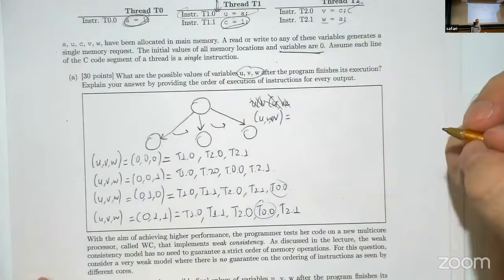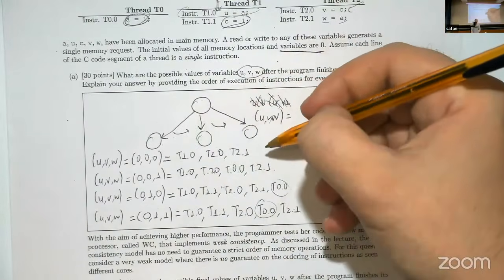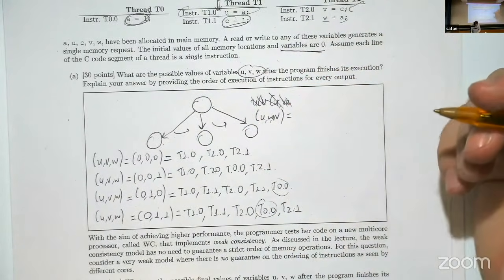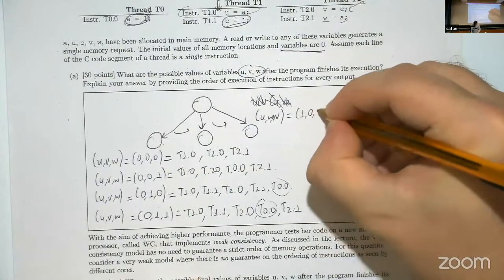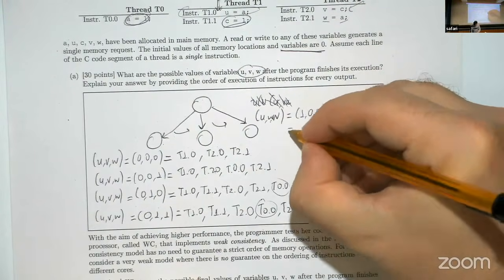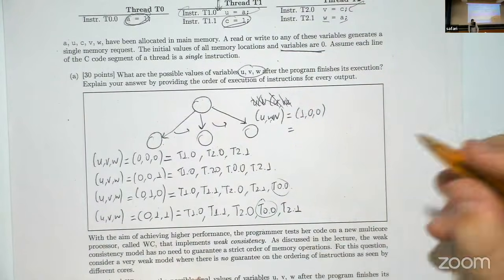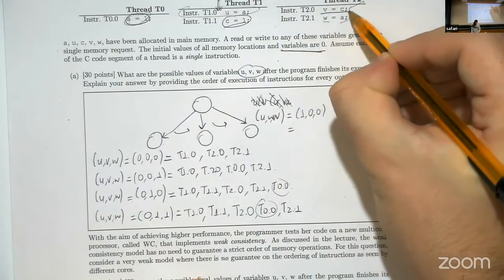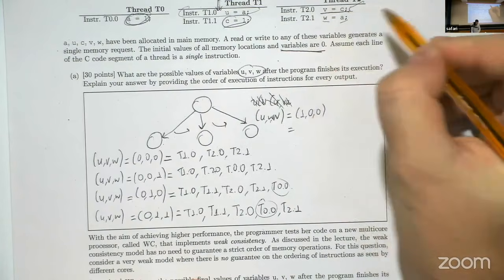I don't have much space because I explained the clock. So I have here 1, 0, 0. How do we end up with 1, 0, 0? We first need to execute this. And the question is why?